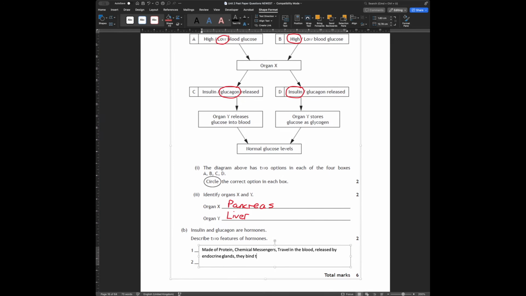They bind to complementary receptors on the target tissue would be another one. Okay. So they would all do it. We've got five options there for those two marks. Any one of them would have got you a mark there. And it was looking for two of those features in order to get the question right for that particular one.